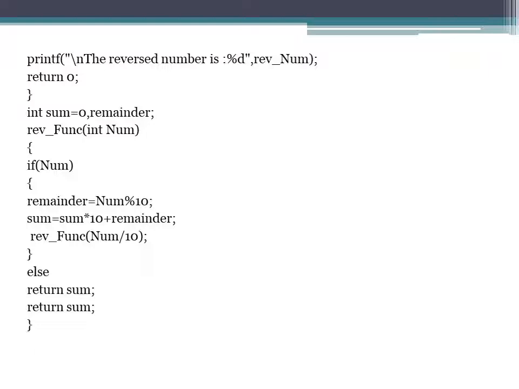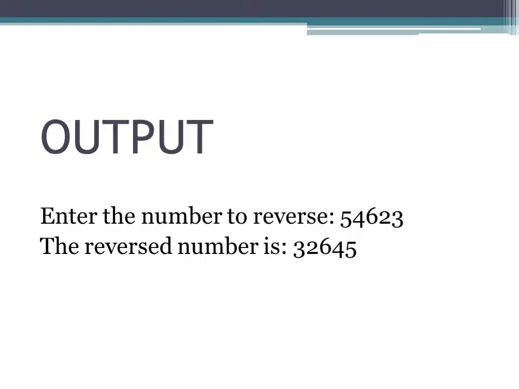Let's see the output. Here the output is we enter 5 4 6 2 3, then the reversed number we get is 3 2 6 4 5.